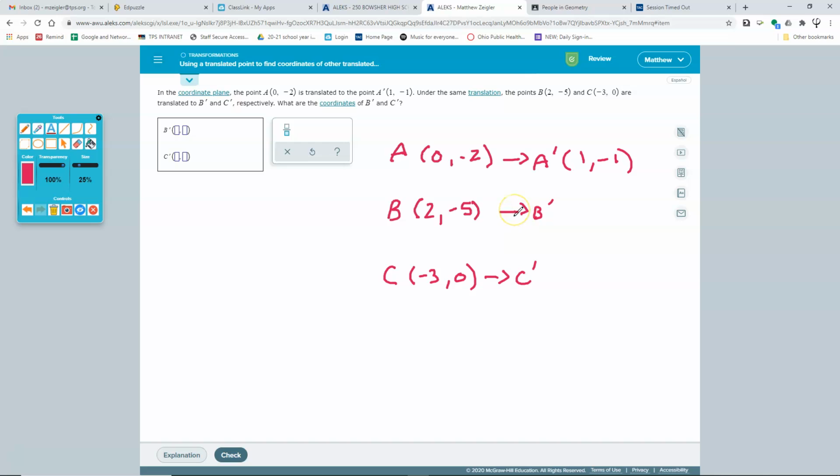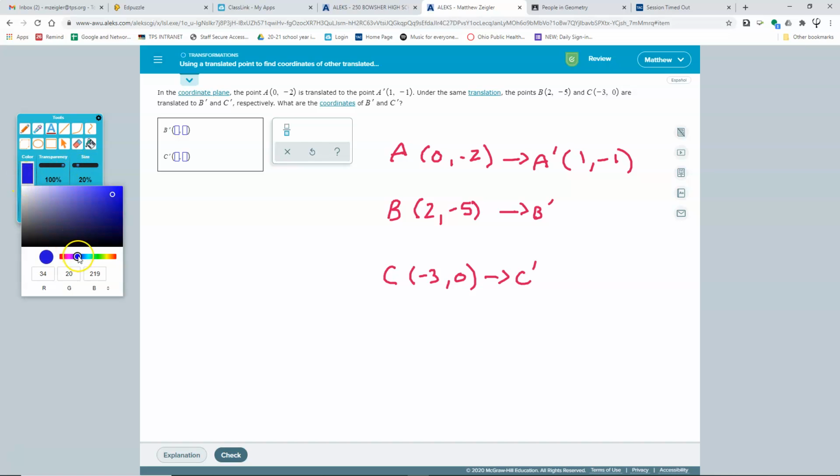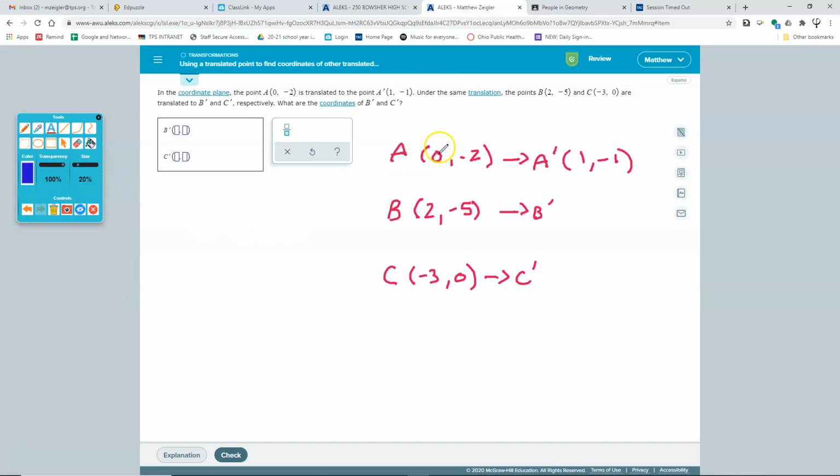Okay, so the key here is we've got to figure out what happened to A, and then just do the same thing to B and C. Let's see. So A's x-coordinate 0 went to 1. So that looks like, we're going to write this down here as a rule, x plus 1. And it looks like -2 went to -1, and that's also a plus 1. So y plus 1.